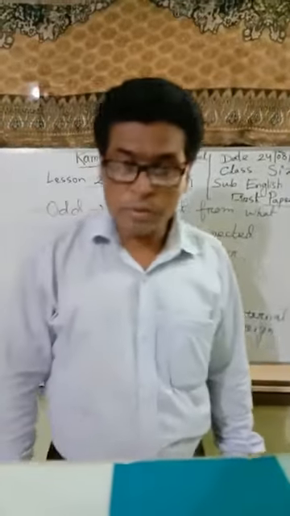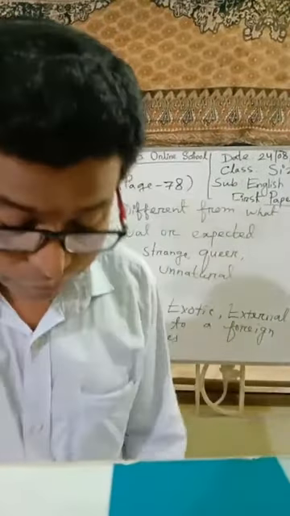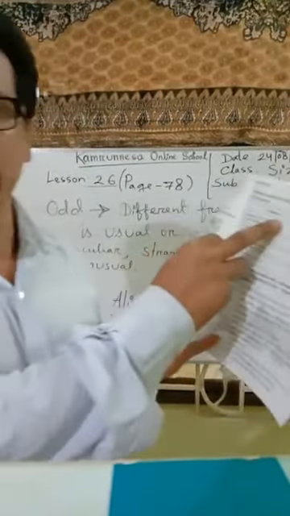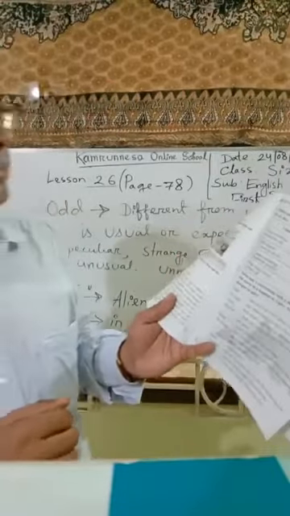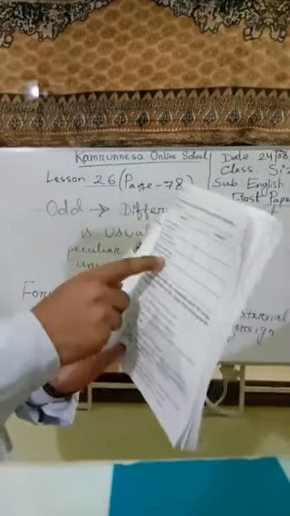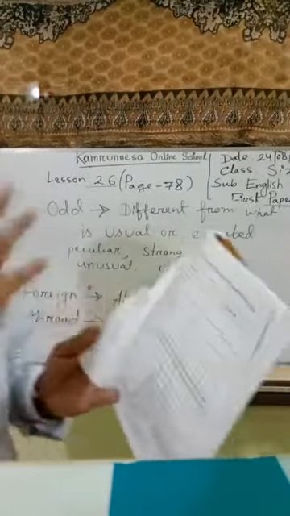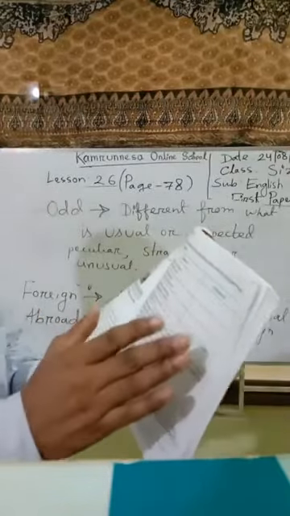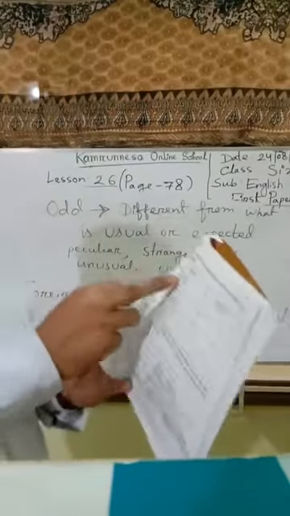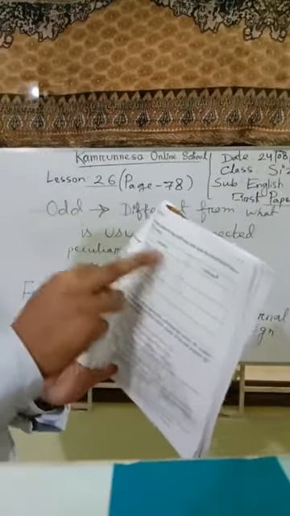Now, go to page 79. Here you find that there are 2 columns, column A and column B. In column A, some ideas are given, some text is given here, and you have to write down the answers against each line.